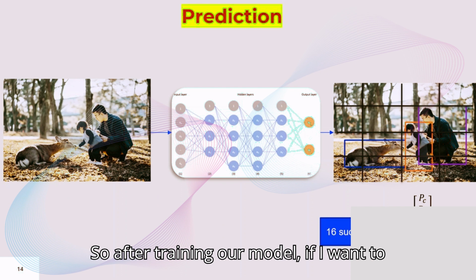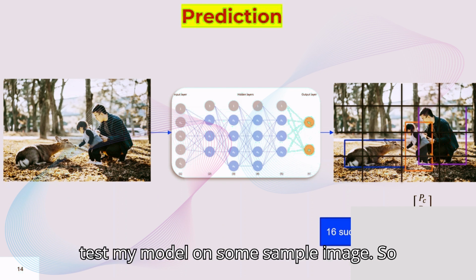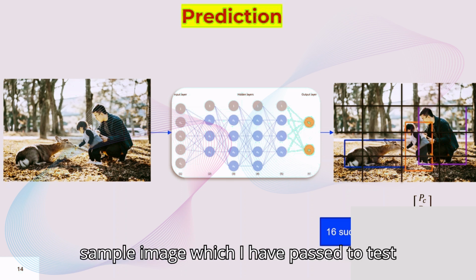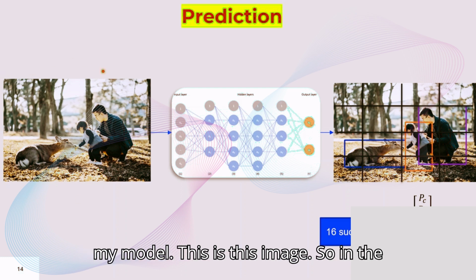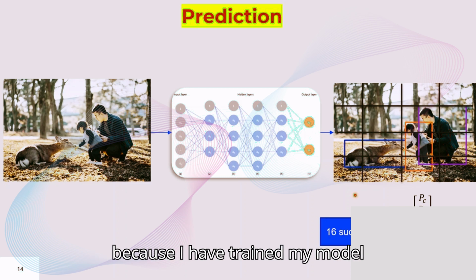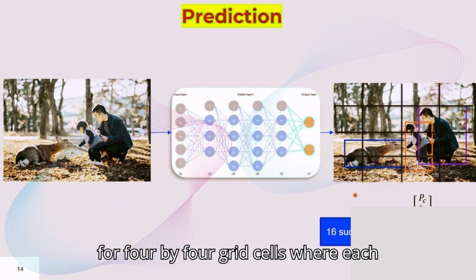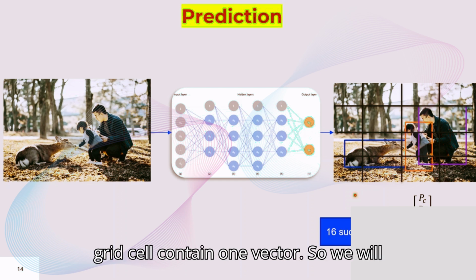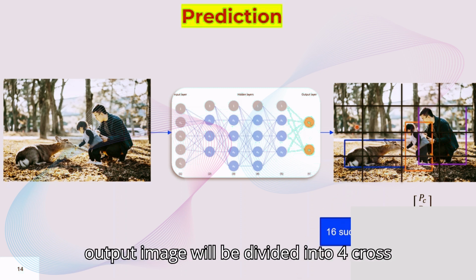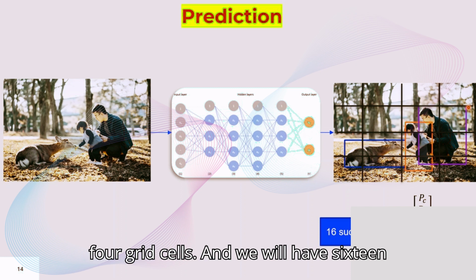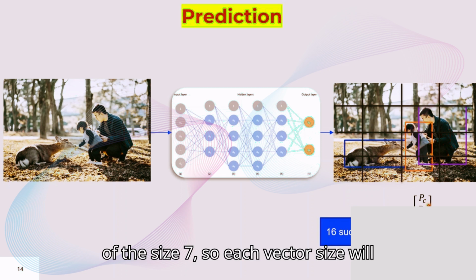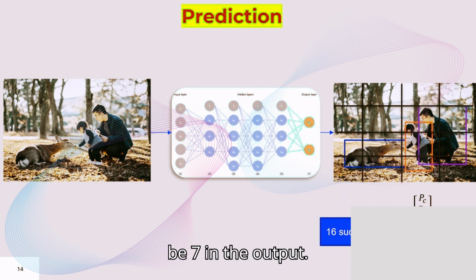After training our model, if I want to test it on a sample image, this is the sample image which I have passed to test my model. In the output, I will have 16 such vectors, because I have trained my model for 4 by 4 grid cells, where each grid cell contains one vector. The output image will be divided into 4 cross 4 grid cells, and we will have 16 such vectors of size 7.